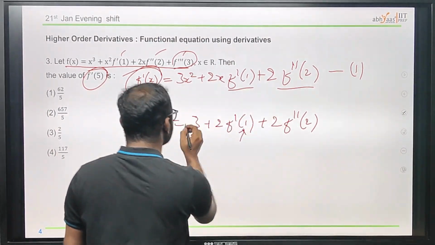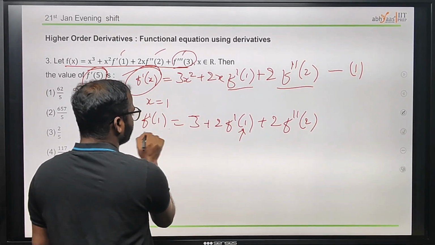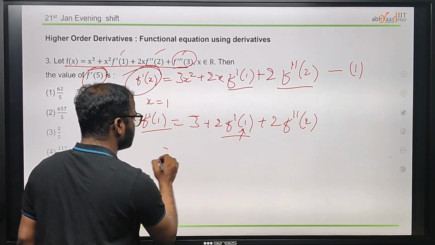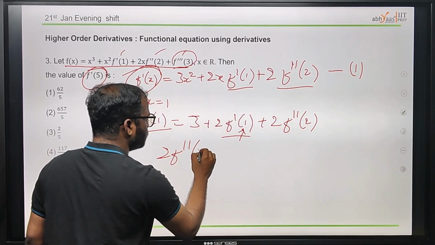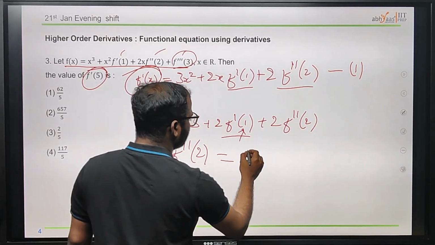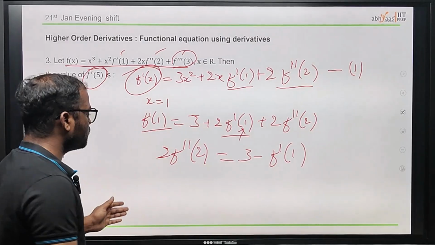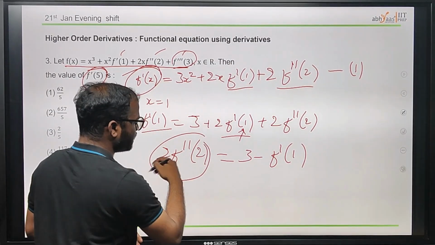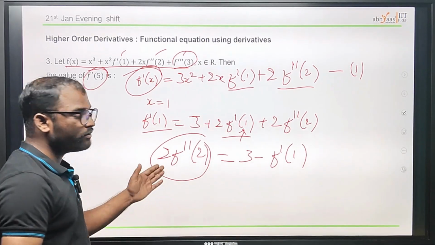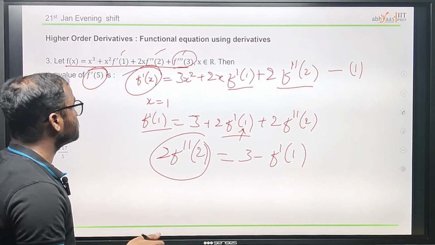Now if we see here, we have f dash of 1 on both sides. If we take the similar terms to the other side, we can easily find 2 f double dash of 2, which is equal to 3 minus f dash of 1. Therefore, taking 2 to that side, we get f double dash of 2. But we got f double dash of 2 in terms of f dash of 1, so the answer is not over.